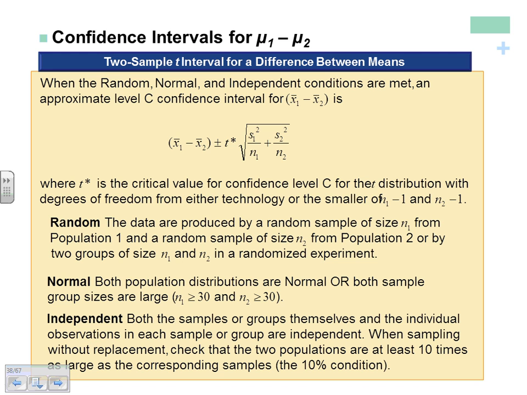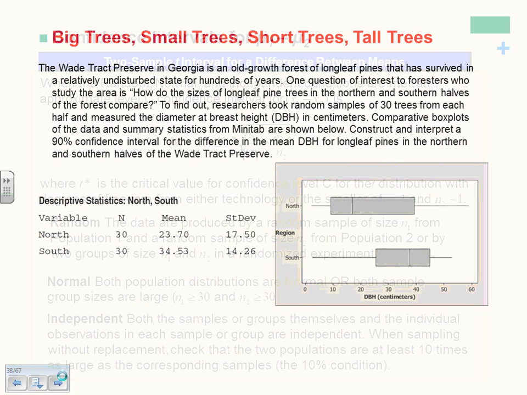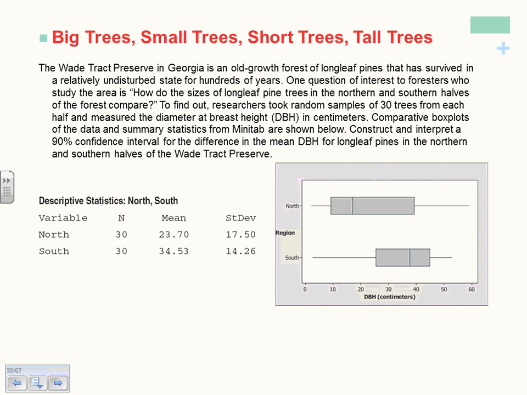So here, when the random, normal, and independent conditions are met, for a T interval, you can set it up with your difference of your sample means, plus or minus your T star, times your standard error here, checking all three conditions. Okay, so let's look at this one.